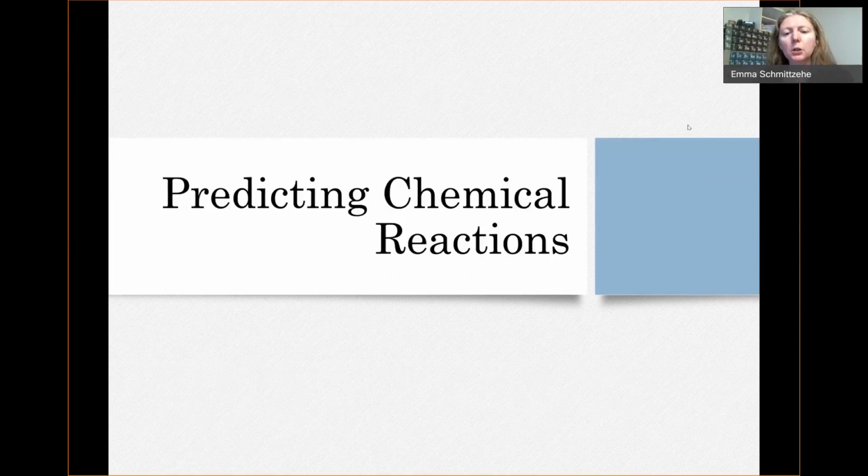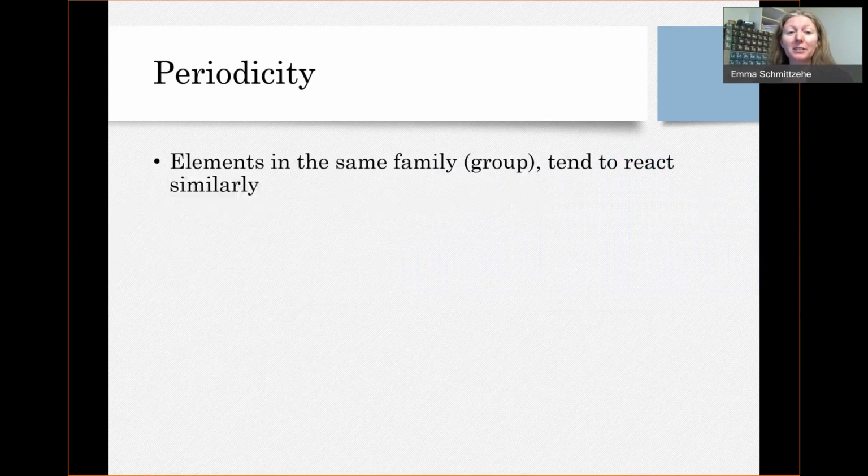Okay, let's talk a little bit about predicting chemical reactions. So, if you're given a set of substances and asked to predict the chemical reaction that will occur between the substances, there's some different routes you can take to try to help you figure out what's going to happen. And one thing to consider is what we call periodicity.